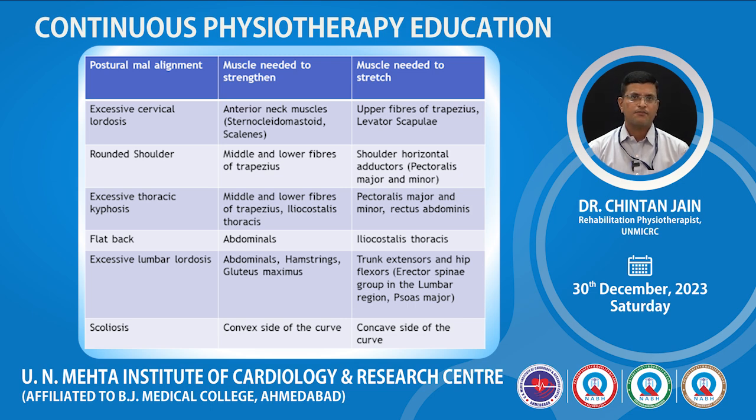And another is excessive lumbar lordosis. In this, abdominals, hamstrings and gluteus maximus need to be strengthened, and trunk extensors and hip flexors, the erector spinae group in the lumbar region, and psoas major need to be stretched. Last one is scoliosis. On the convex side of the curve, all these muscles need to be strengthened, and on the concave side of the curve, these muscles need to be stretched. So in this condition, we are just summarizing which muscles are weak, those muscles need to be strengthened, and which muscles are tight or shortened, those muscles need to be stretched.